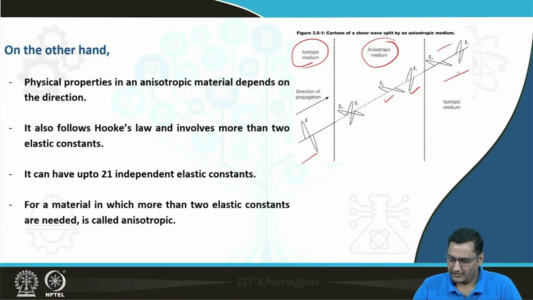The takeaway from this figure is that anisotropic material splits the shear wave into two orthogonal components, one transverse and another radial, and the transverse component travels faster, so it moves away from the radial component and then moves on further in the anisotropic material. After they come out, they basically follow the same path.